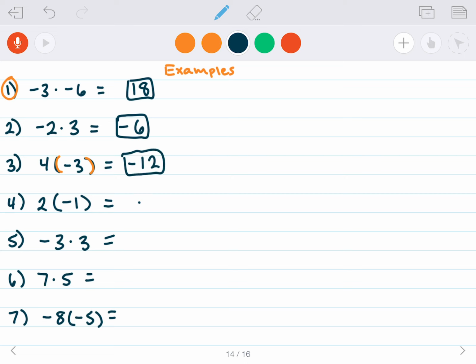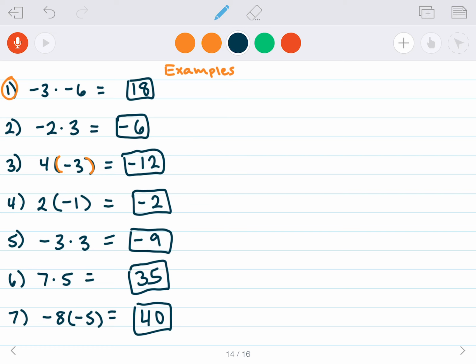2 times negative 1 is negative 2. Positive times negative is negative. Negative 3 times 3 is negative 9. 7 times 5 is 35. A positive times a positive is positive. And negative 8 times negative 5 is a positive 40. Negative times a negative is positive.